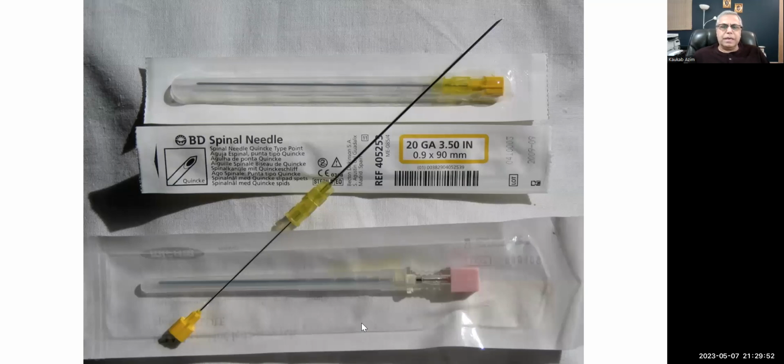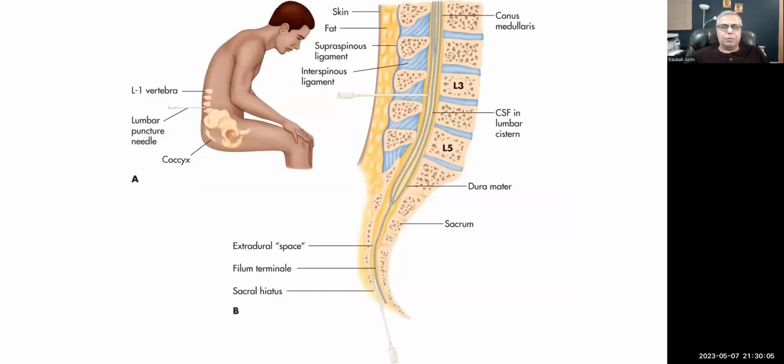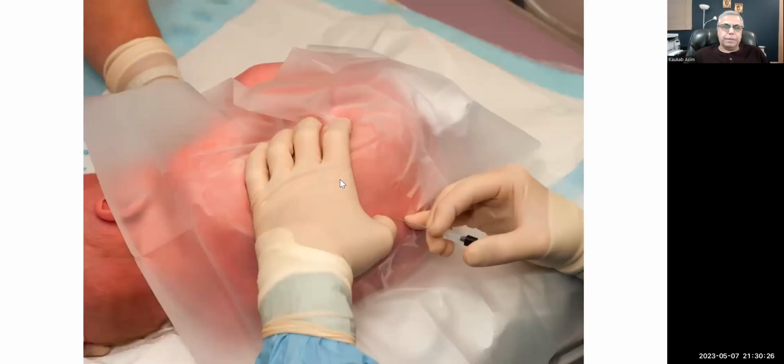So these are the needles that can be used for obtaining CSF. There are different types of needle. Some of them cause less headache than a traumatic needle. So these are some clinical points, depending on which one you use. This just shows you that the patient has to bend down, so that the vertebral spines open up a little bit, and then you can pass the needle between the L3, L4 space. You have to go below L2. Then in babies, you can do it like this.